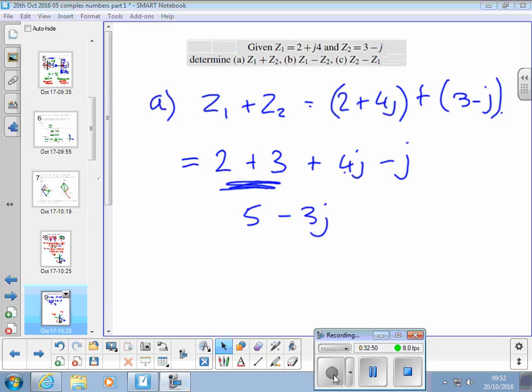that the right answer? Yeah? Plus 3j, yes. Okay, so what, like this? 2 plus 3, and underneath 4 minus 1. Yeah, which is what I've done, effectively. Separated the two halves. Okay? Yeah?